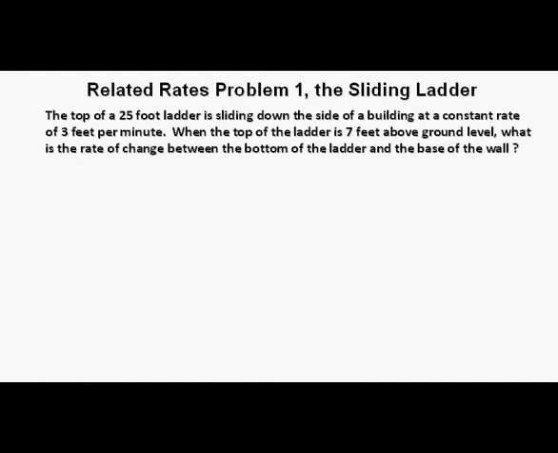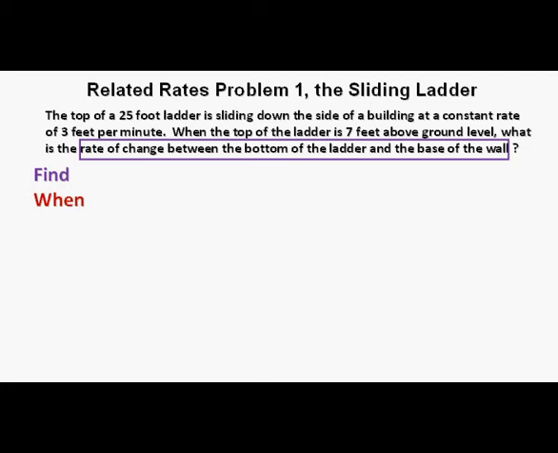This is a classic related rates problem. We immediately start organizing our information. The first thing to look at is what to find. What we are asked to find, we find with a question mark at the end of the problem, a lot of times as a statement. We are asked to find the rate of change between the bottom of the ladder and the base of the wall, so we can visualize the bottom of the ladder moving to the right as the top of the ladder is sliding down the wall.